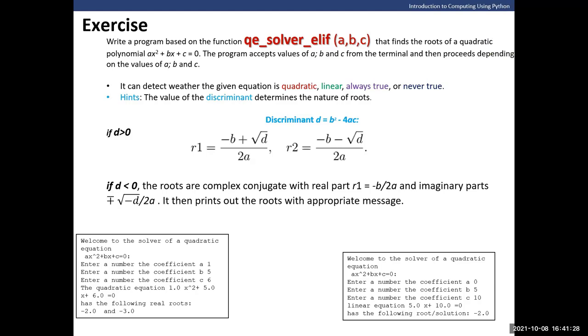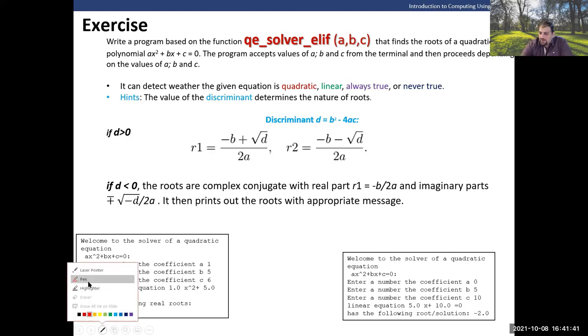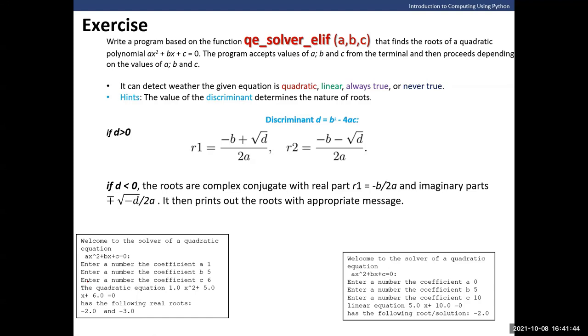I'd like to ask, I'm still a little confused. How do we get always true again? Zero is equal to zero. All of them is equal to zero, and zero will be equal to zero. Okay, let me explain it clearly here, okay?